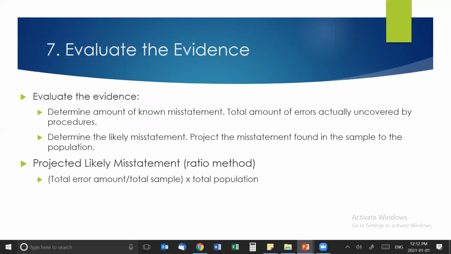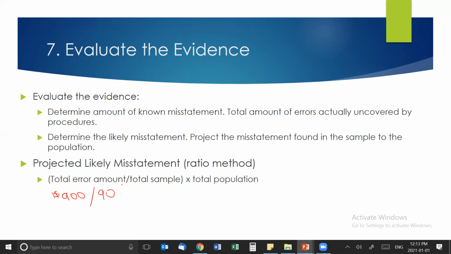There is a ratio method that you can use to determine what is probably the total error in the population based on the sample that you chose. So let's say that based on the sample you chose, you found $900 of errors in total. Divide that by the total sample you chose. So let's say out of 90 things you sampled, the total amount of errors you found was $900.